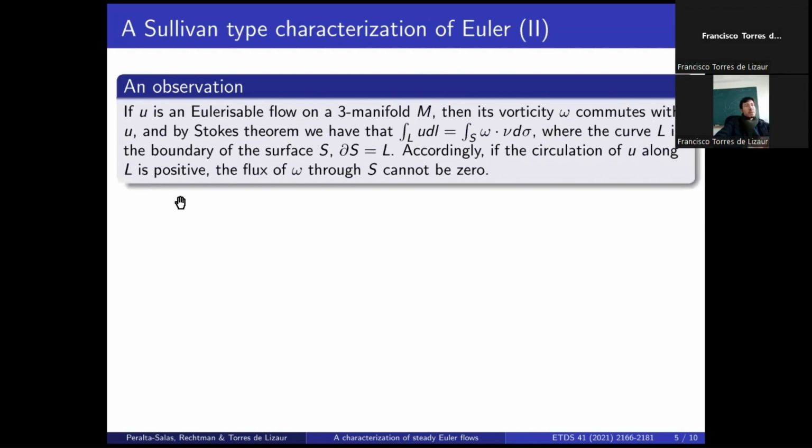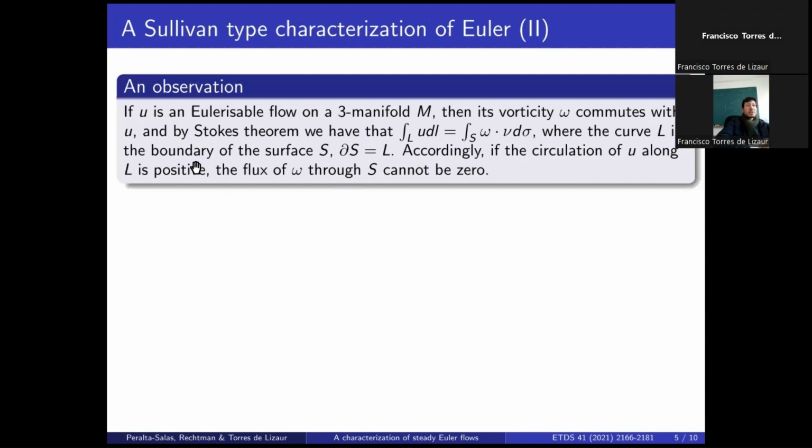So we are going to give a similar characterization based on the following observation. If you have an Eulerizable flow on a three-manifold, then there are two points to consider. The vorticity ω commutes with the velocity field, so they commute. And the second observation is that, by Stokes' theorem, if the circulation of the velocity field along some loop is positive, then the flux of the vorticity field through a surface bounding this loop must also be positive. In particular, it cannot be zero.